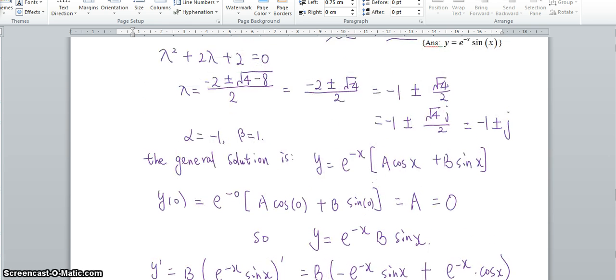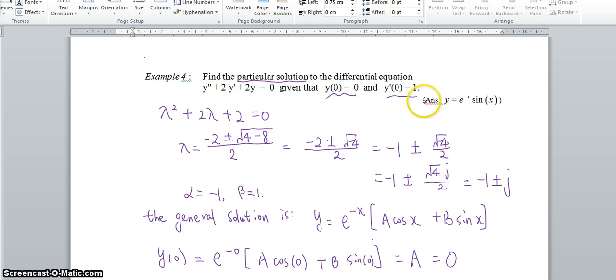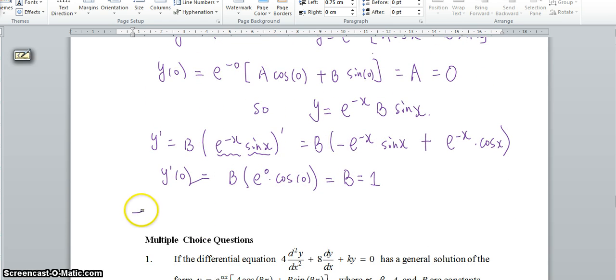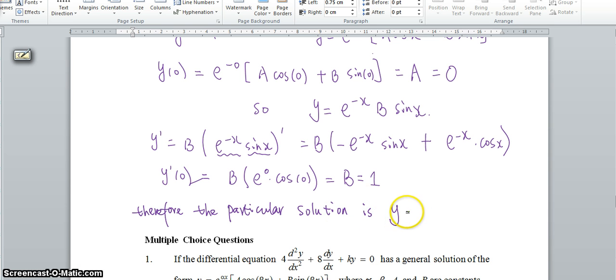Let's go back to the question to double check. Yes, it's equal to 1. So by now we have found the values for both a and b, and we can write down the particular solution now. The particular solution is y is equal to e to the power negative x times sine of x. And we're done.